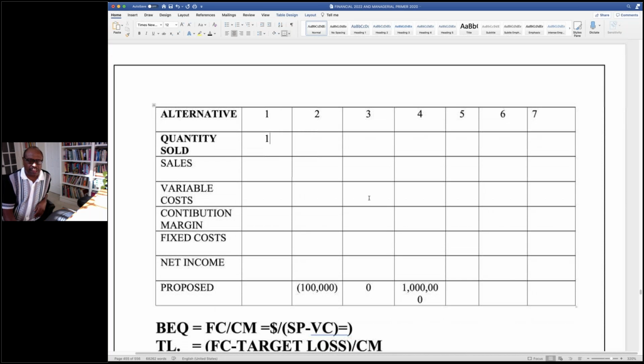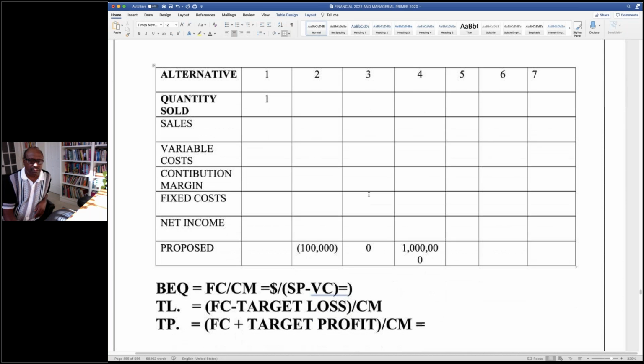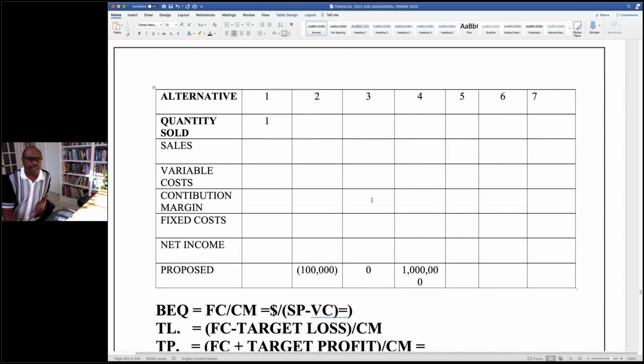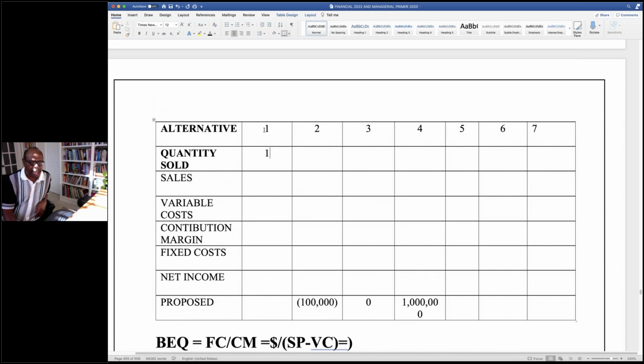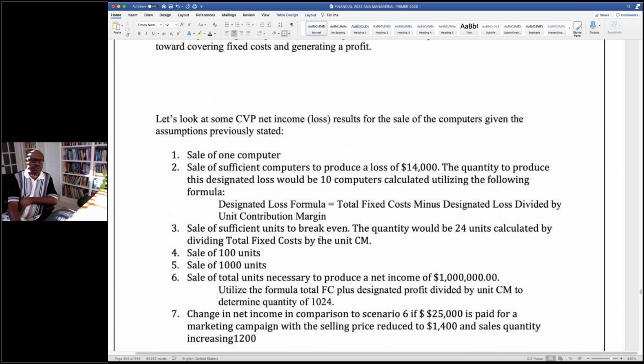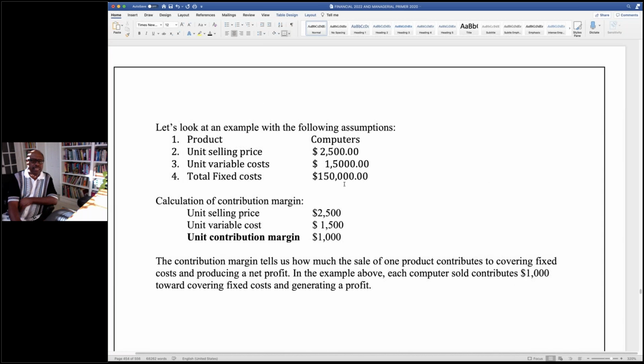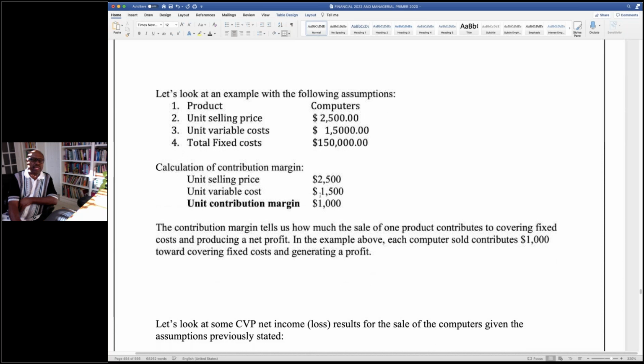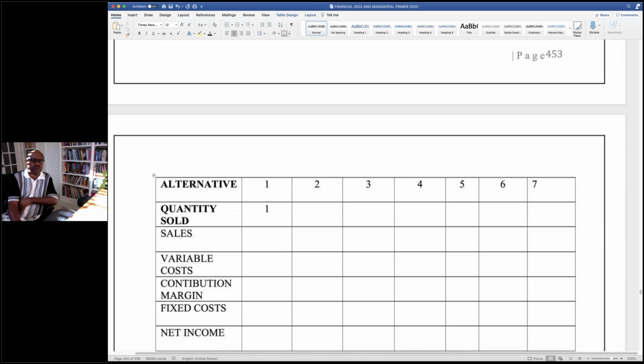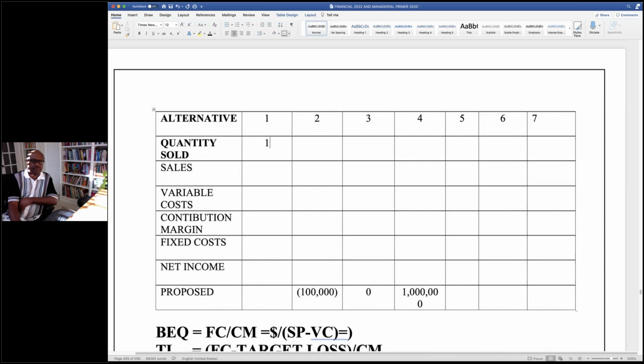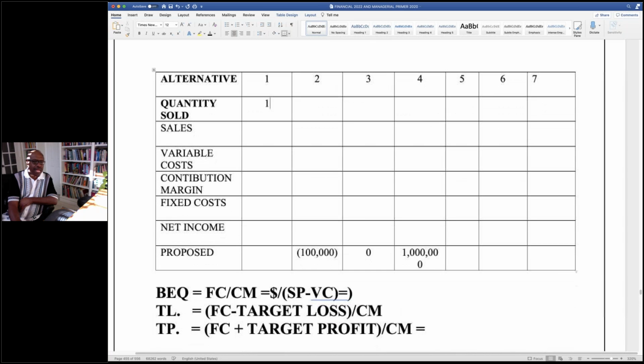So is there any question? Okay, so our target point, fill out column 1. Everybody fill out column 1. Let's go back to the assumptions again. Everybody fill out column 1. We're not to the formulas yet. We're just looking at selling one item. Everybody fill out column 1.